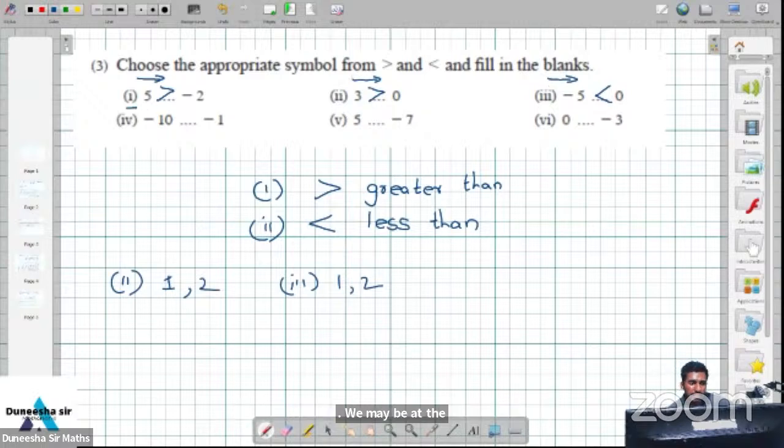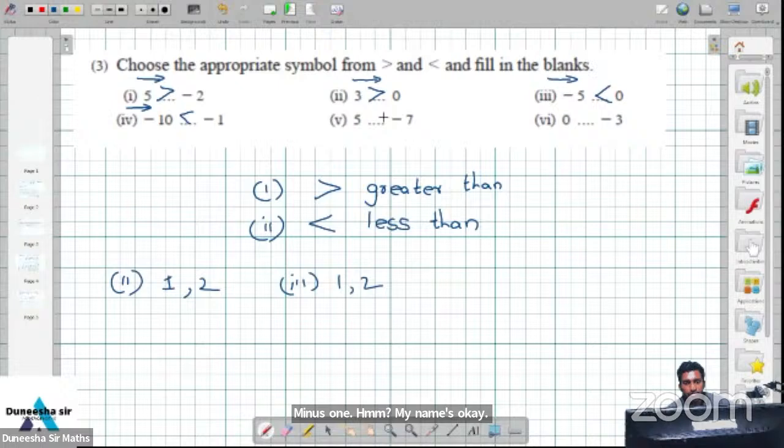Then how do we read the fourth one? What is the greater number, -10 or -1? -1. How do we read it? -10 less than -1. Yes, -10 is less than -1.